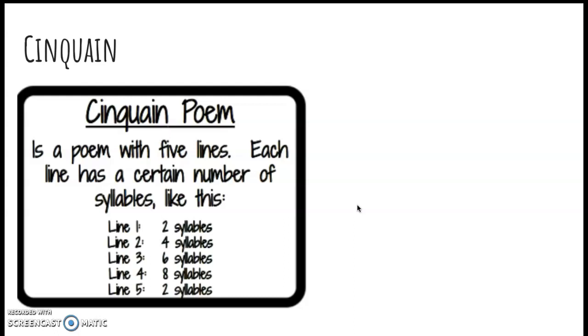The first line has 2 syllables. The second line has 4 syllables. The third line has 6 syllables. The fourth line has 8 syllables. Line 5 has 2 syllables at the end. So it goes from 2, 4, 6, 8, and then back to 2.